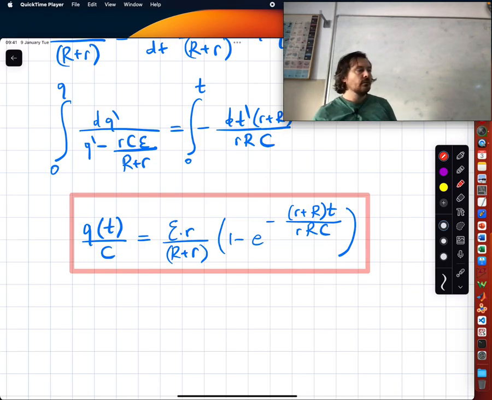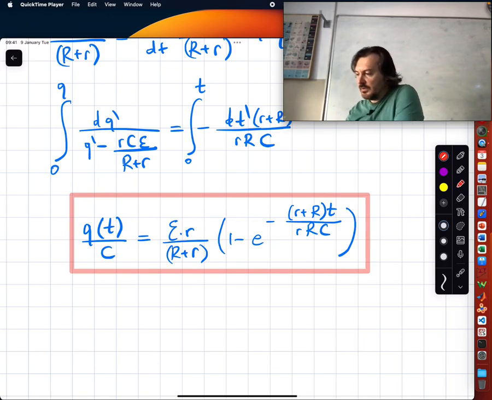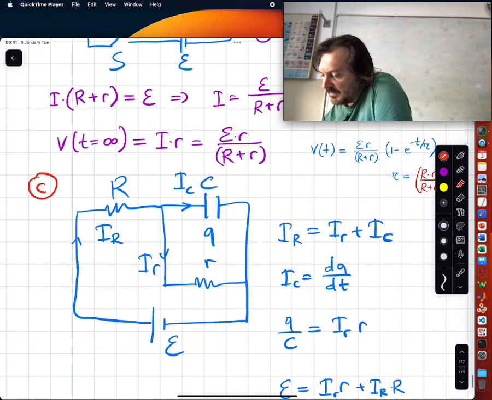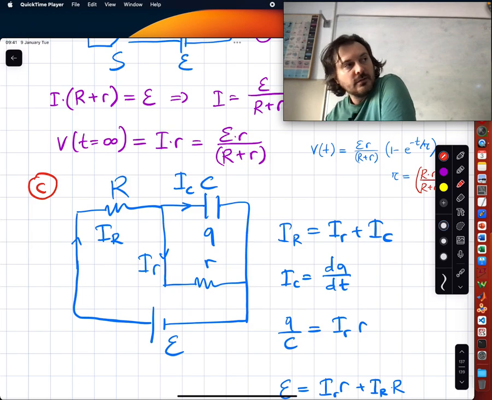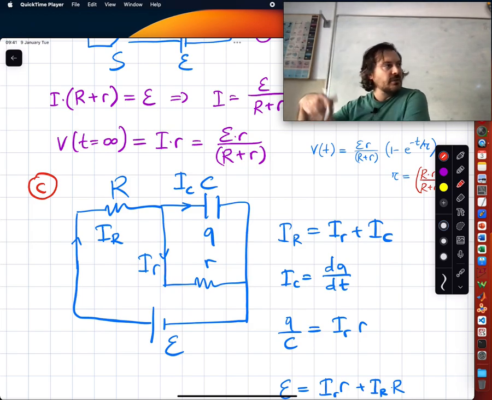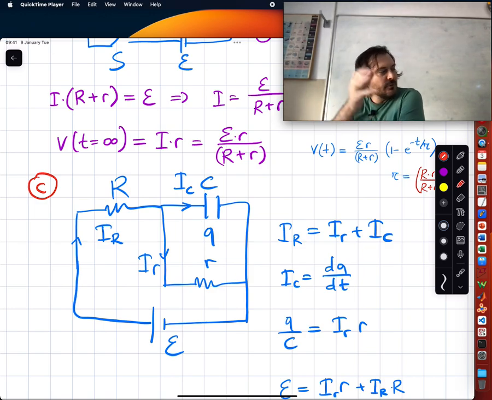Yes. Hocam, if the equation of current is asked, then we take the derivative of this, right? Yes, exactly. So let's just write it down. But which current will that be? That will be IC. If you want IR, then you have to do a bit more steps. But otherwise, yes, this is it.